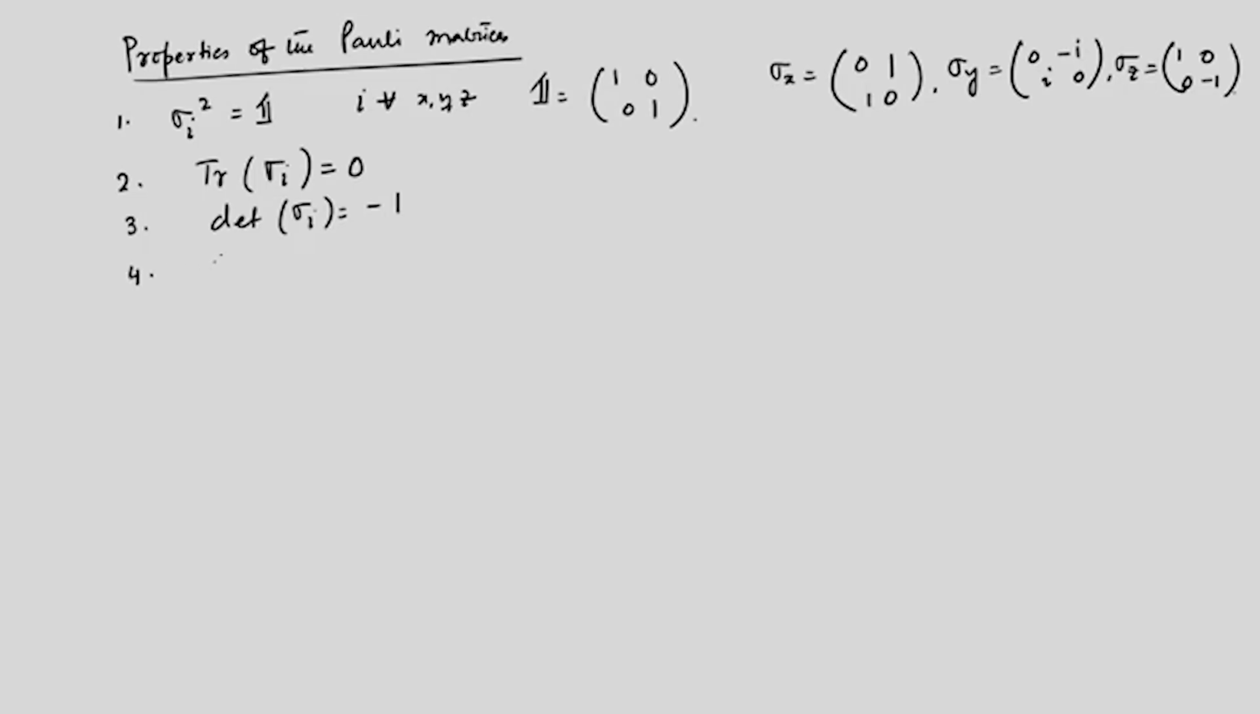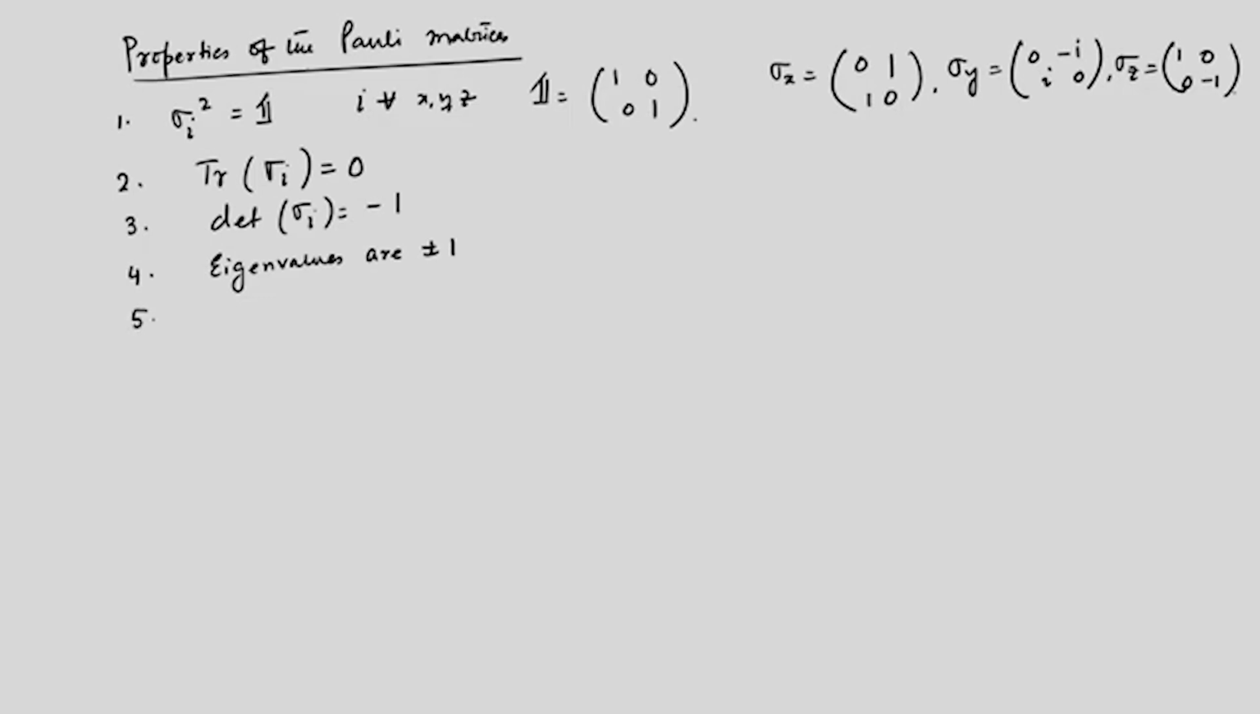You can also check that the eigenvalues of each one of them are plus and minus 1. Each one of them is a Hermitian matrix, even though you see that sigma y has complex entries, or imaginary entries rather, but that does not matter. All three of them are Hermitian matrices.